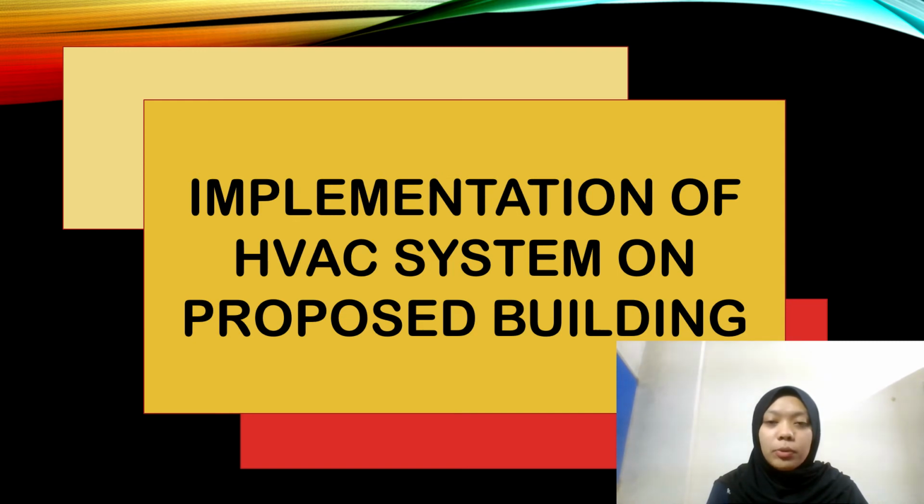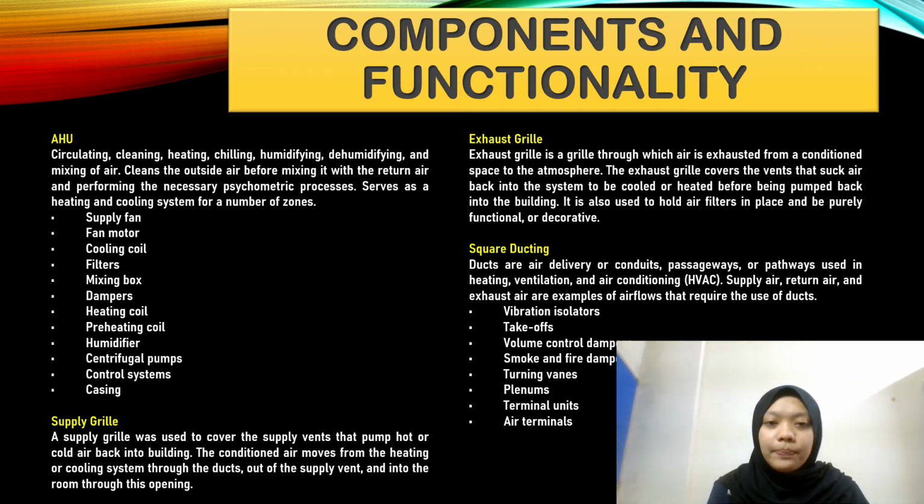For the implementation of the proposed design, there are four components. First is the AHU, which is the air handling unit. Circulating, cleaning, heating, chilling, humidifying, dehumidifying, and mixing of air are all services performed by the AHU. It also cleans the outside air before mixing it with the return air and performing the necessary psychrometric processes. It also serves as a heating and cooling system for a number of rooms. The components of the AHU are the supply fan motor, cooling coil, filters, mixing box, dampers, heating coil, preheating coil, humidifier, centrifugal pumps, control system, and casing.